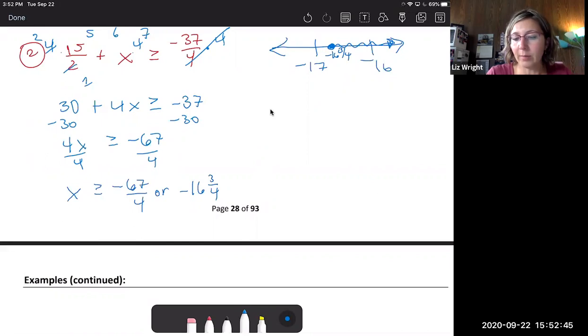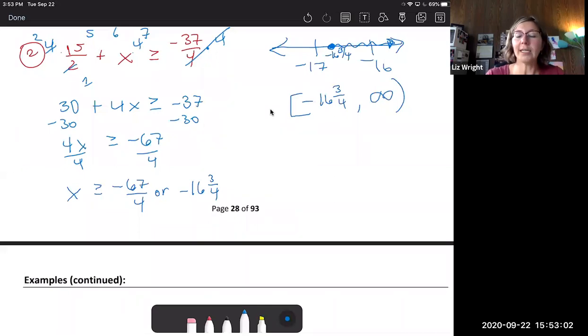And then our solution set is going to be closed, but it's going to be a bracket because it's a closed circle. And it's going to be negative 16 3/4, and it's going to go up to infinity. And then it'd be parentheses around that.